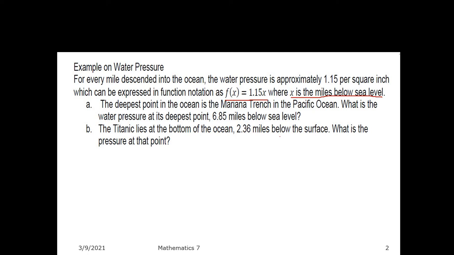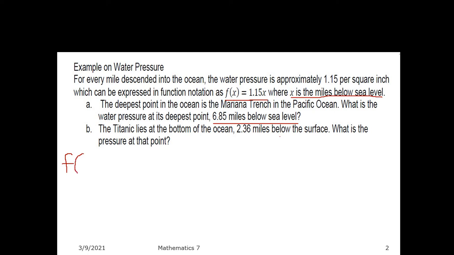So our first situation is the Mariana Trench, which is the deepest point in the ocean, in the Pacific Ocean, and the deepest point is 6.85 miles below sea level. We are going to find the water pressure at this point in the Mariana Trench. So we have f of x, where our x, the miles below sea level, is 6.85.